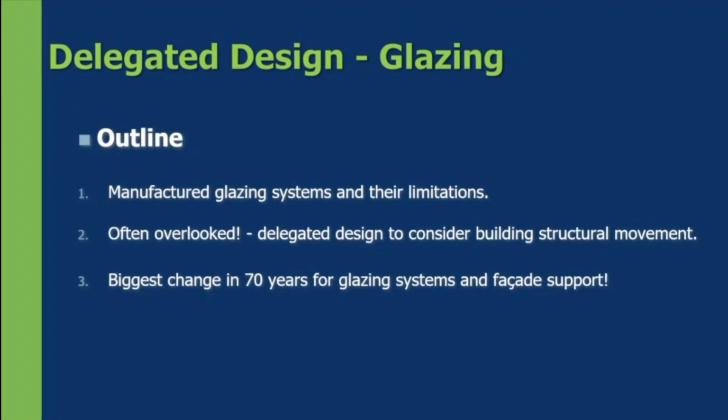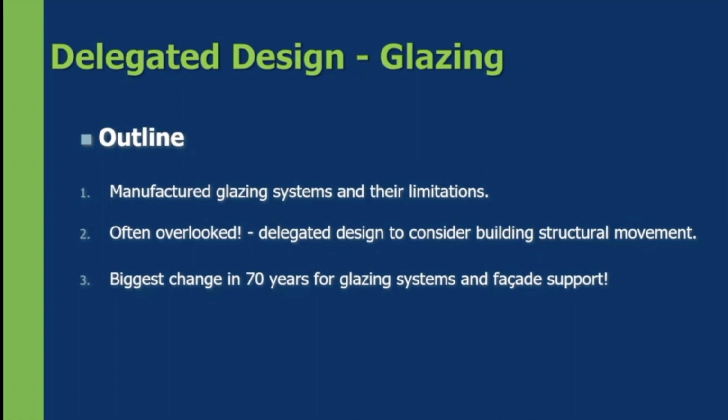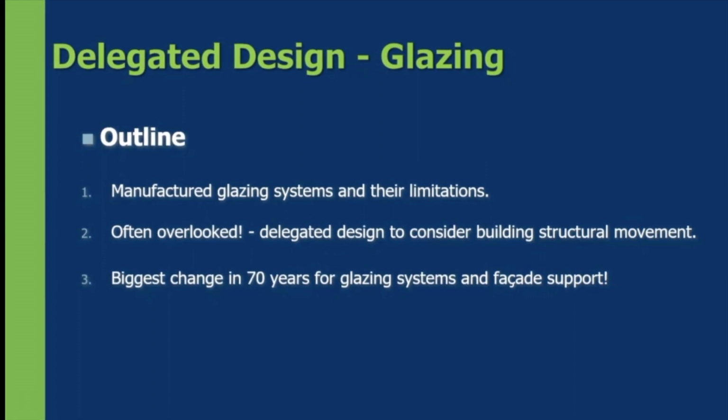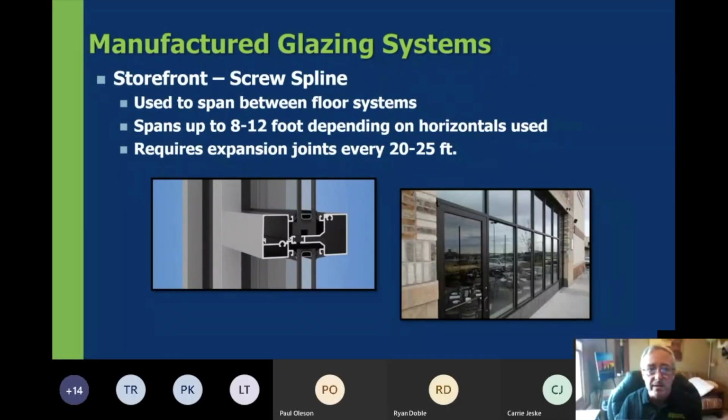Some items are often overlooked in the delegated design process. So the manufactured glazing systems are primarily storefront and curtain wall, and there are two types of curtain wall: unitized and stick built. Primarily the storefront is a screw spline type of system. It's screwed together very tightly.